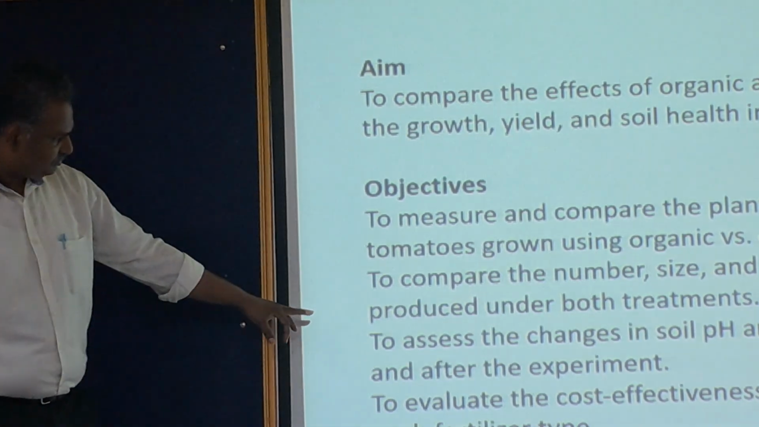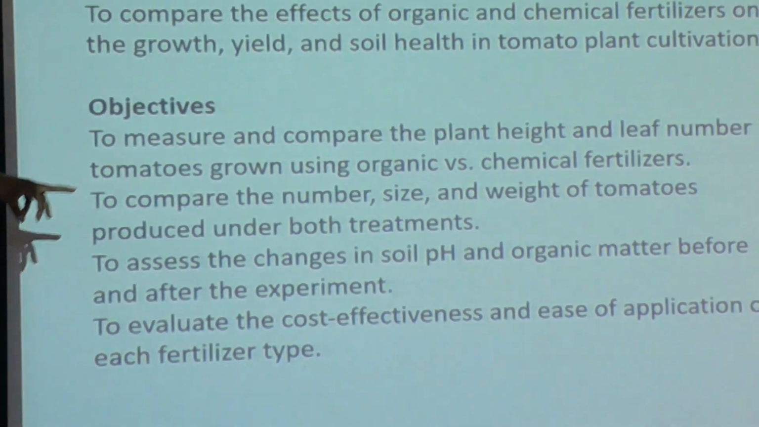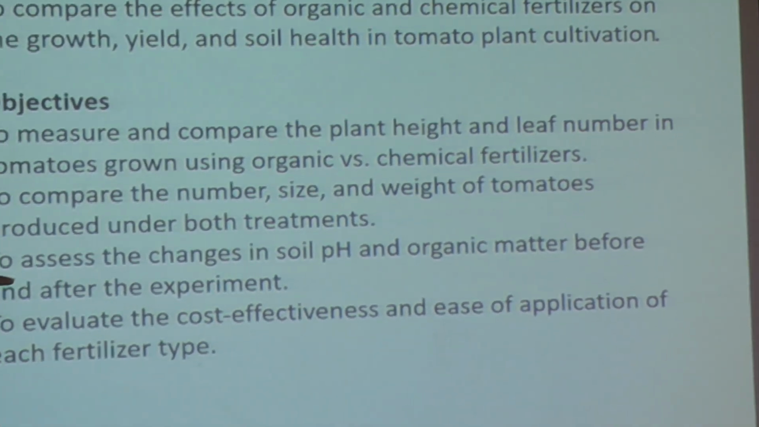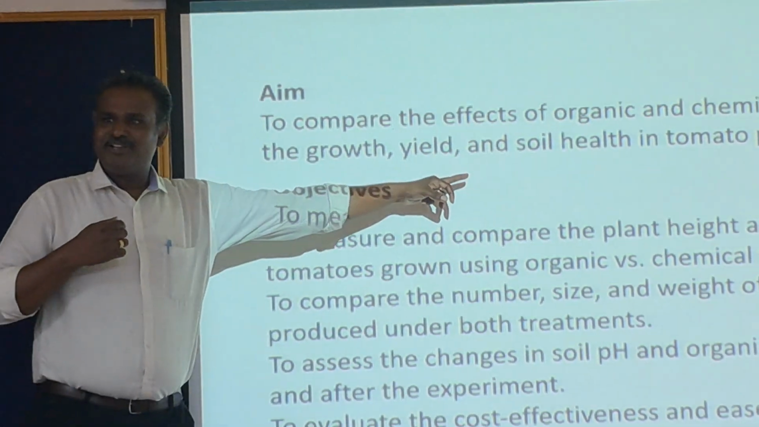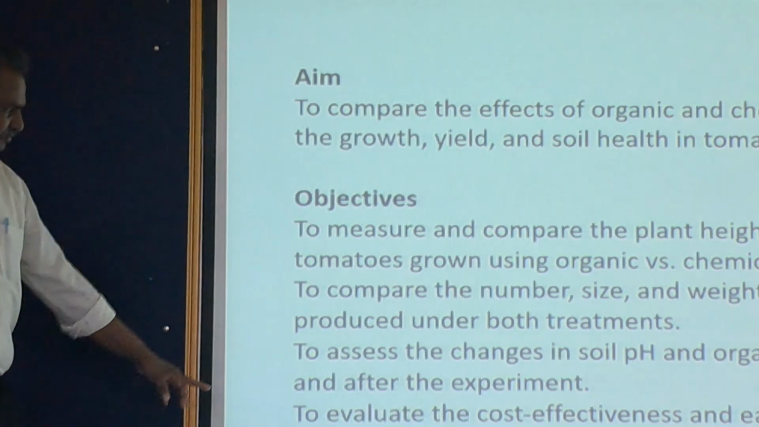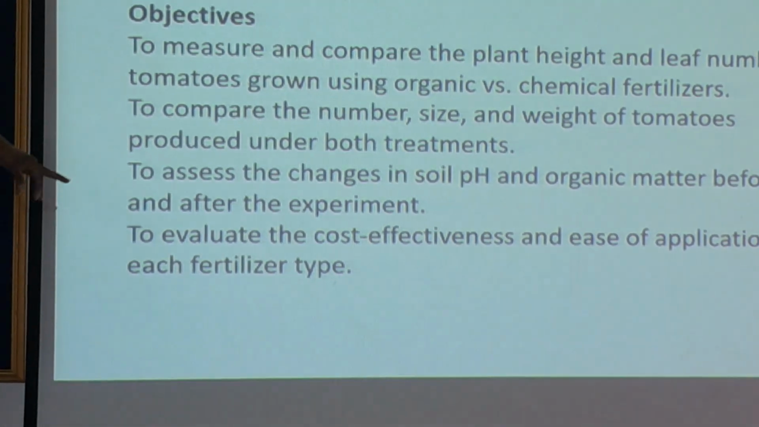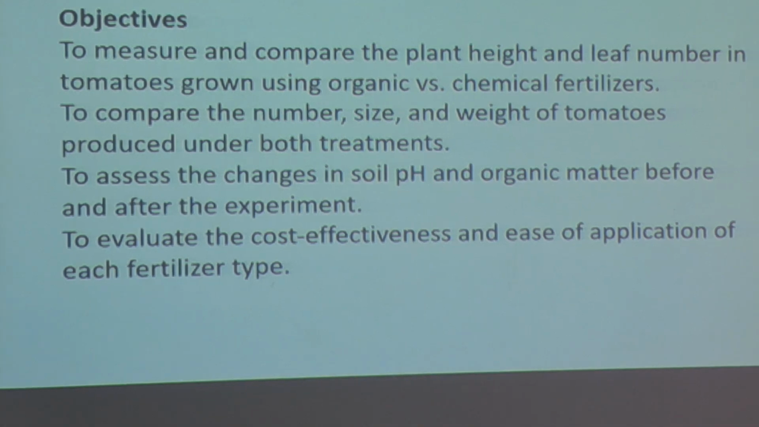Next. To assess the changes in soil pH and organic matter before and after the experiment. By doing this objective, you can achieve the aim of soil health. Correct? To evaluate the cost effectiveness and ease of application of each fertilizer. Yes, ease of application. Suppose using the organic fertilizer, you need a specialized instrument or specialized skilled person. That also may increase the cost. So what is the cost effectiveness? Which one is better in terms of cost? So this is my additional objective to achieve this aim. See here, one aim, different objectives. You got my point?